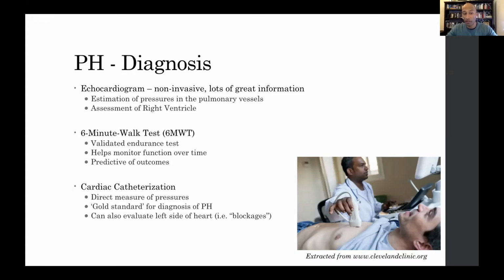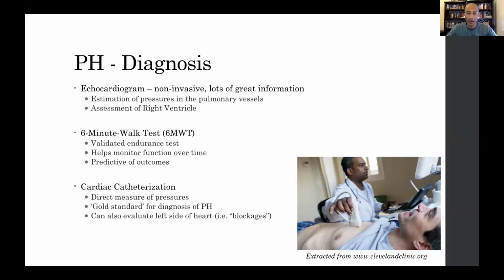It helps to monitor function over time, and it's a very useful test in the setting of pulmonary hypertension because it is predictive of outcomes. So the lower your walk distance is, typically the worse your outcomes are. Maybe more importantly, it's helpful to monitor things over time. So if I bring you into clinic one day and your walk distance is 400 meters, and the next time around it's 350 meters, that could be significant.